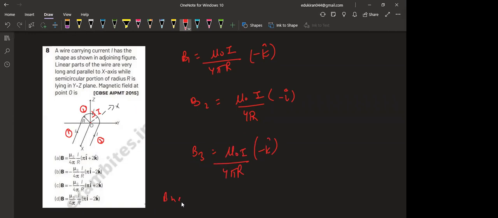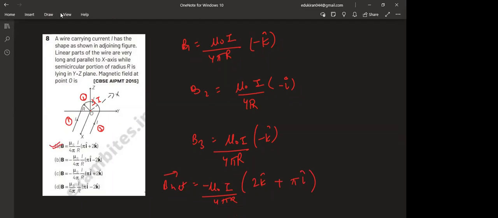So when you sum up B net, mu naught I by 4 pi r we can take common. So what will be left from here? Minus k cap, that makes it minus 2k cap. Minus is already there, no? We have taken 4 pi common, so we'll just multiply pi over here and i cap will be left. So which option? The first option, option A, is correct. Note it down, class. Text me once done.